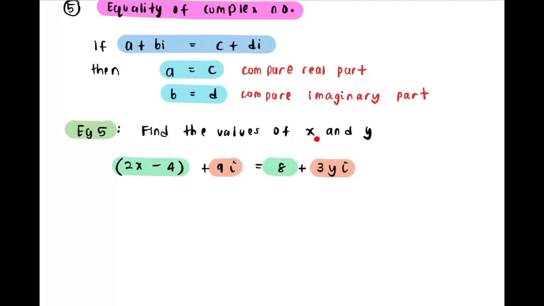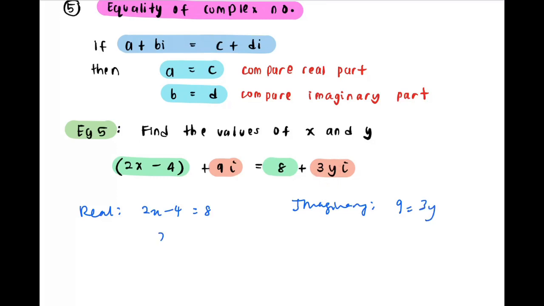Find the values of x and y. So 2x minus 4 plus 9i equal to 8 plus 3yi. Let us compare the real part and also the imaginary part. For the real part, 2x minus 4, equate it to 8. And for the imaginary part, don't take the i, just take the coefficient. So this is 9 equal to 3y.